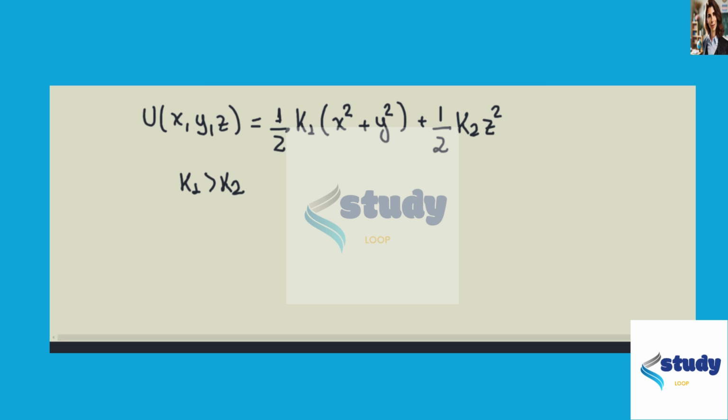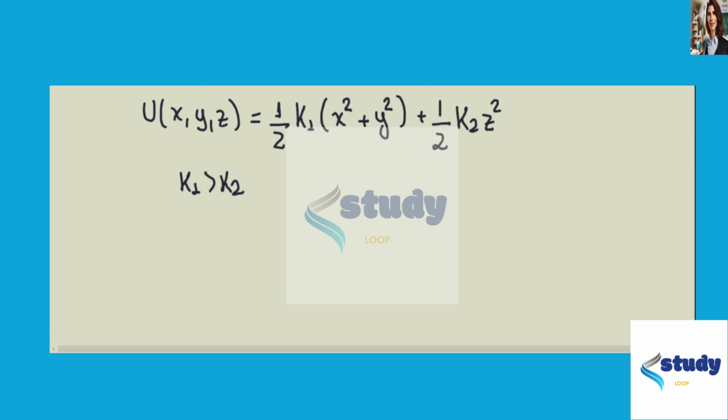In this exercise, we have an anisotropic three-dimensional harmonic oscillator whose potential is given by this formula here. U of x, y, and z is equal to 1/2 of k1 times x squared plus y squared, plus 1/2 of k2 times z squared.